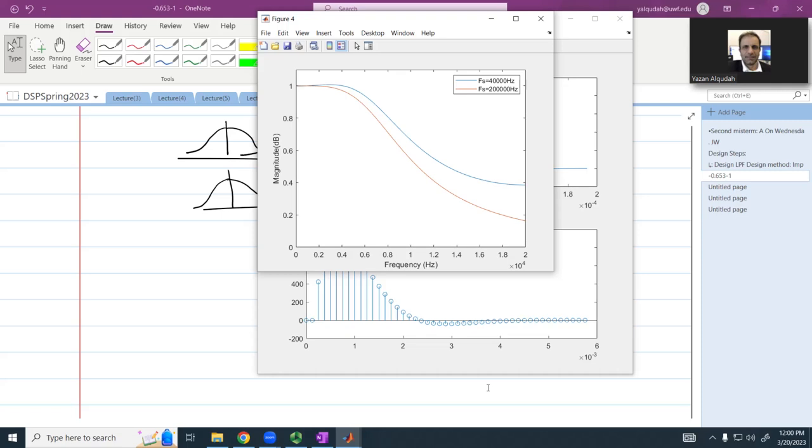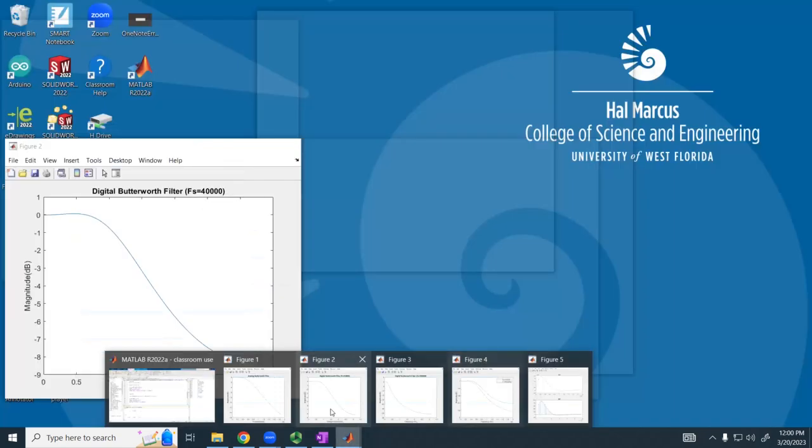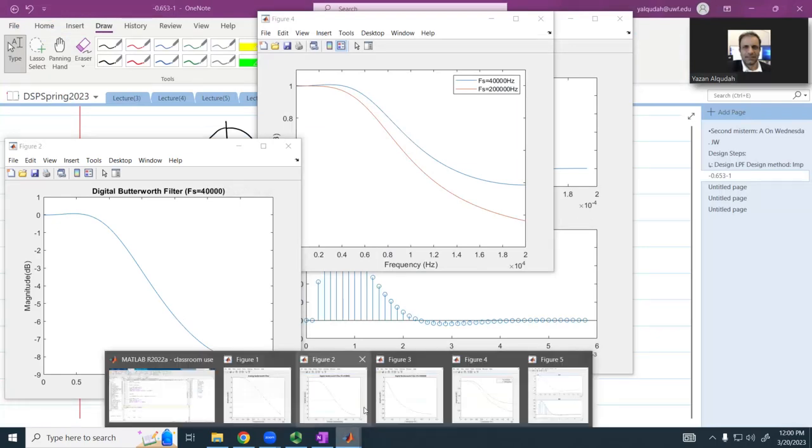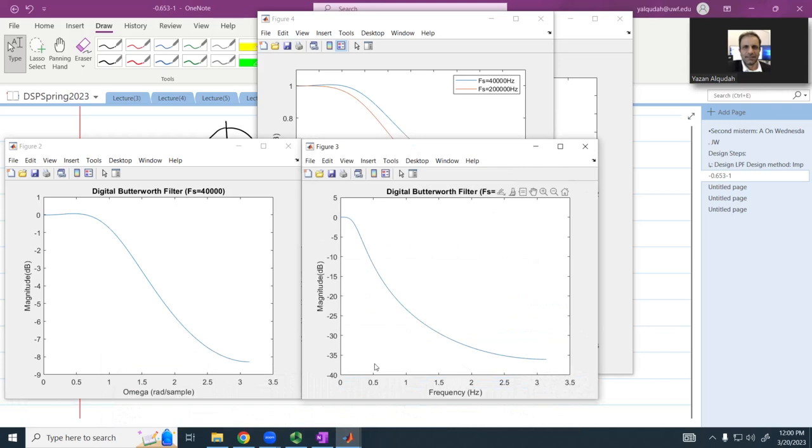So is this one 0.3 dB the cutoff, or what? Oh, sorry, this magnitude is not in dB. That's a good observation. Is this in dB? This one is in dB. That one's also in dB. This one is in dB.